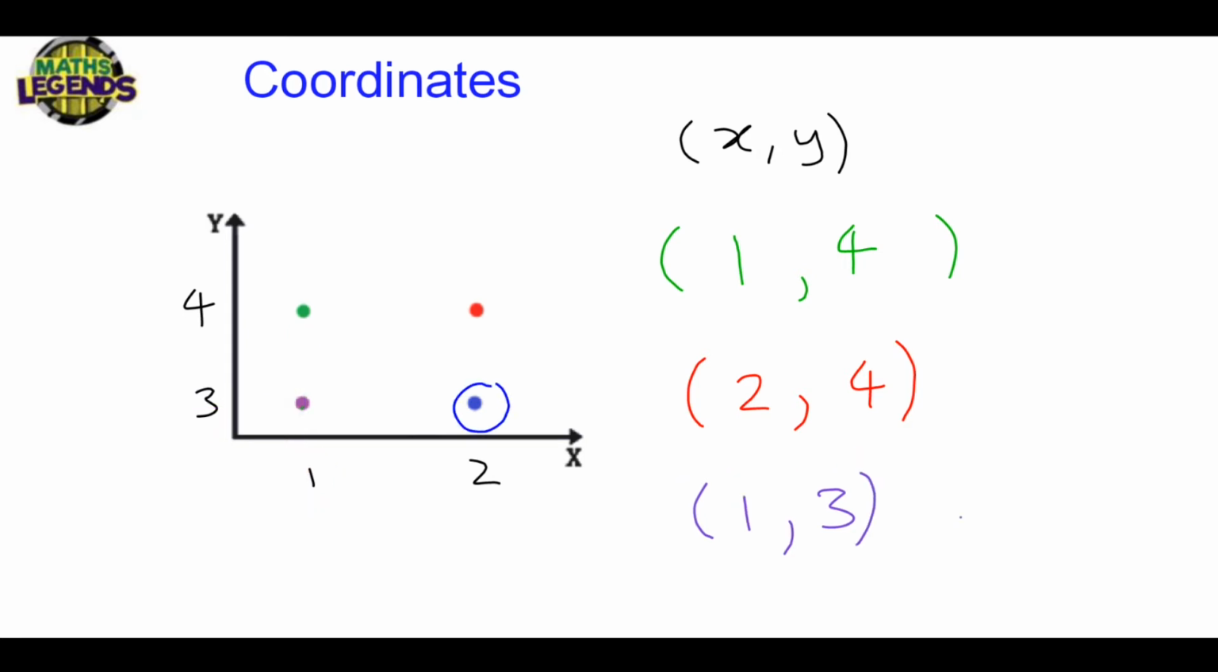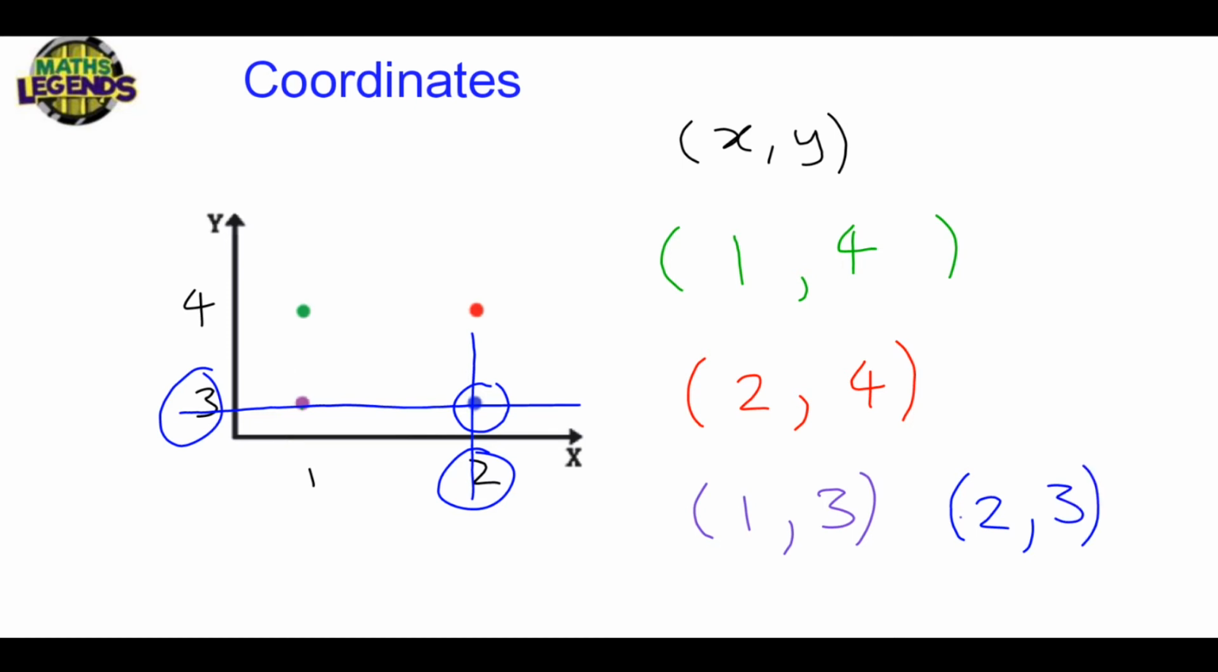Now let's look at the blue one. So here we draw a vertical line and it hits the axis at 2. So the first value is 2. And then we draw a horizontal line and it hits the axis at 3. So the coordinate here is 2, 3.